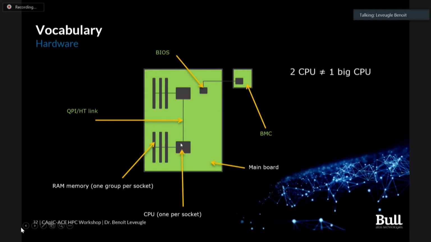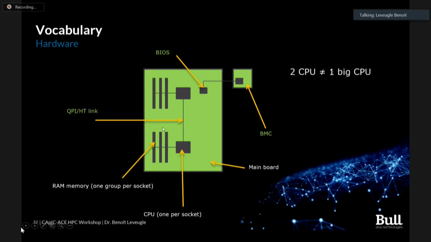So if you have a program executing on the bottom CPU with memory located in the RAM of the upper CPU, performance is going to be very bad, because each time you want to access the memory, you need to cross the QPI/HT link, reach the other CPU, and get the memory on the other one. Okay, so don't be fooled.